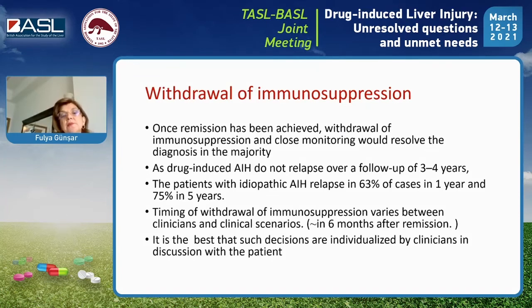Once remission has been achieved, withdrawal of immunosuppression and close monitoring would resolve the diagnosis in the majority, because drug-induced autoimmune hepatitis patients do not relapse over a follow-up of 3-4 years. But the patients with idiopathic autoimmune hepatitis relapse in 63% of cases in 1 year. Timing of withdrawal of immunosuppression varies between clinicians and clinical scenarios, but usually 6 months after remission.